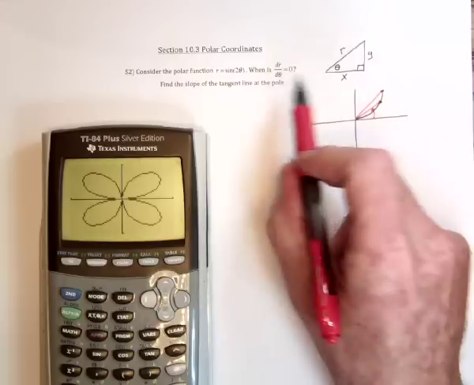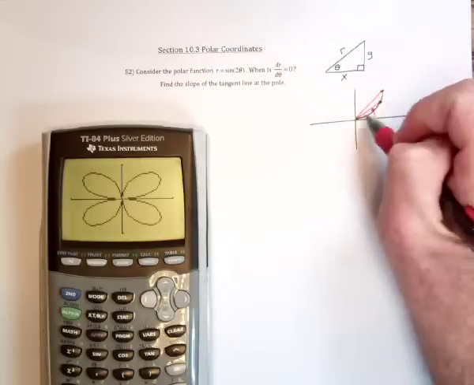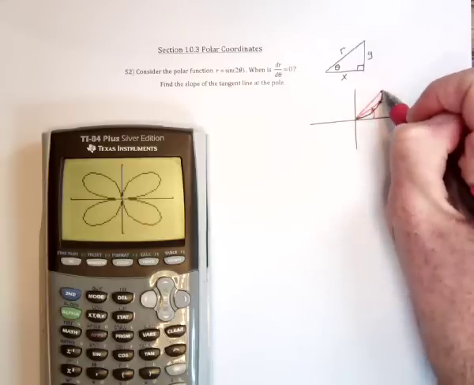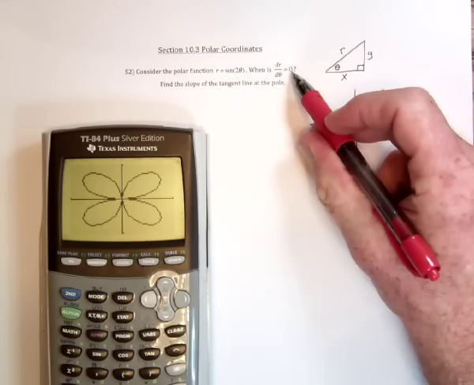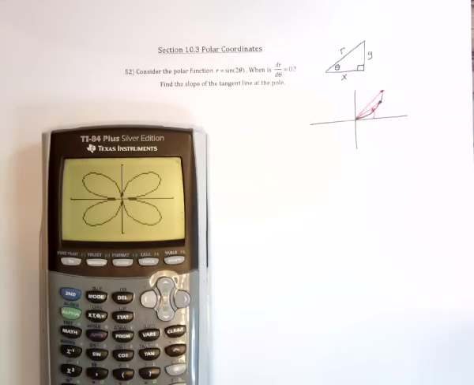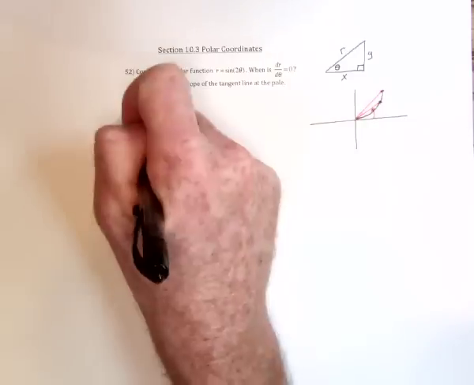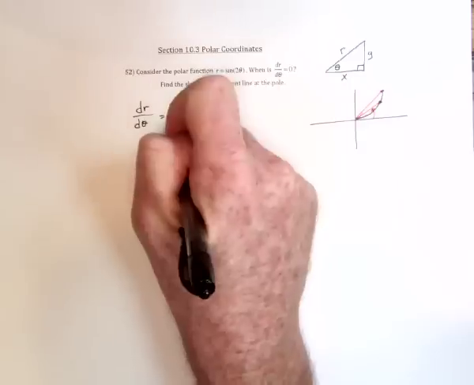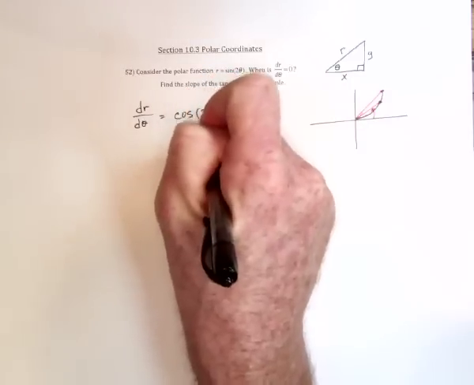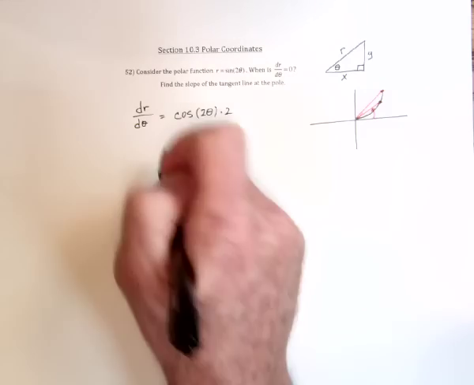So this question is then saying, when is this growth rate going to equal 0? So as the r gets from here to bigger, it's doing it at some speed with respect to theta. When is that speed equal to 0? That's what this question is asking. So let's take the derivative, dr d theta. The derivative of sine is cosine of 2 theta, and then times 2. So it's just asking when is that equal to 0.